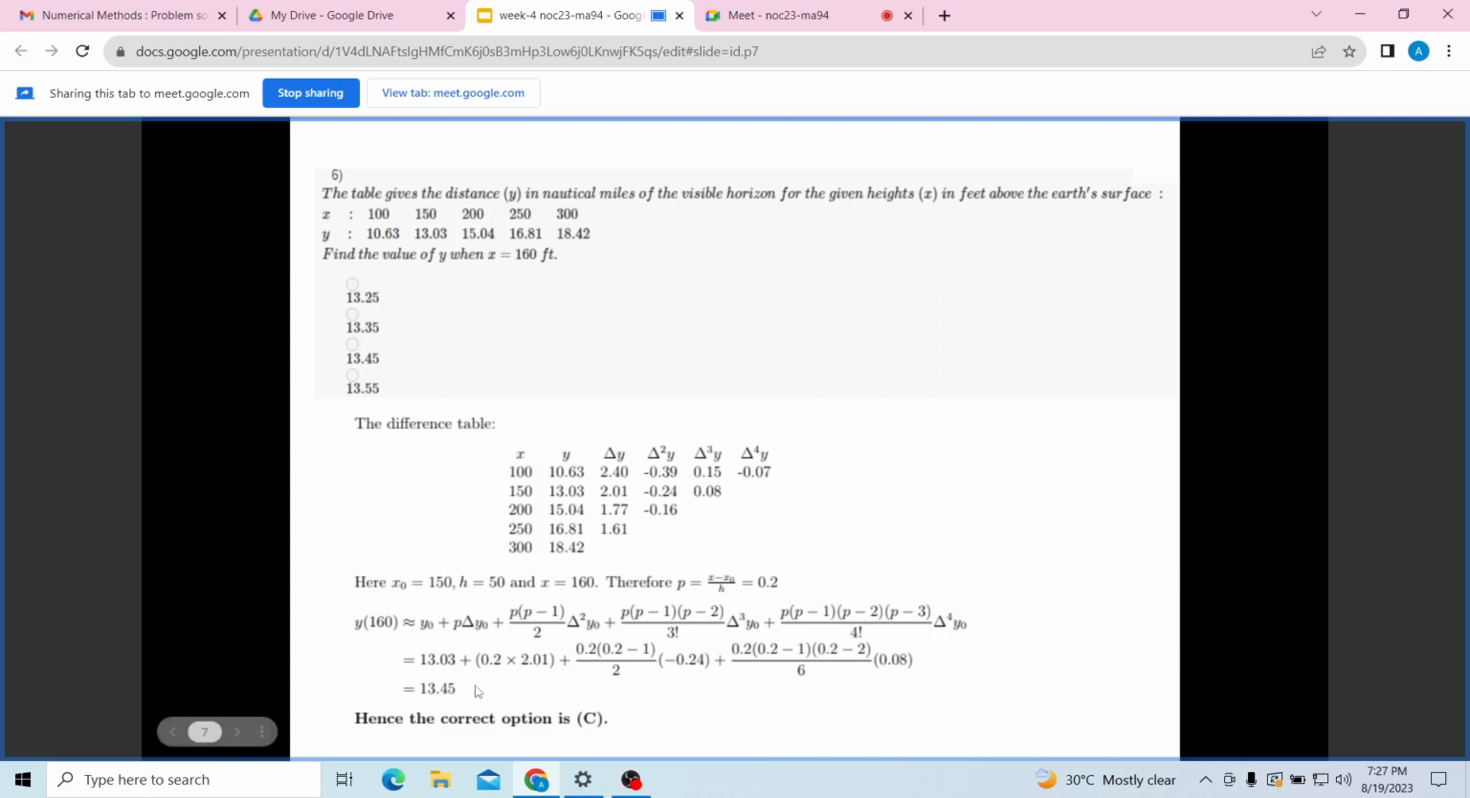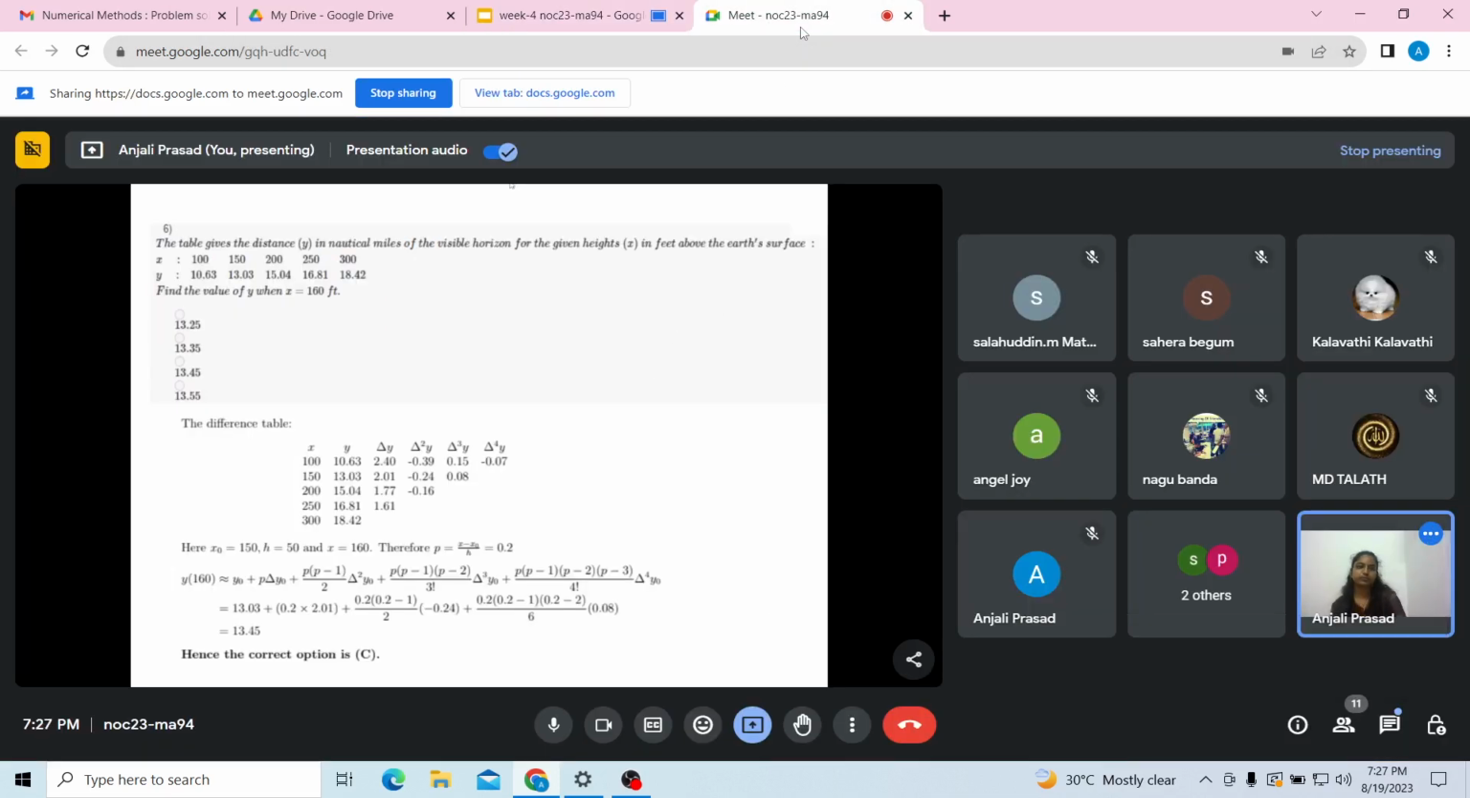That's given in this slide. So with these values also you can try. Are you getting 13.45 with these values? Because forward difference means you can take it this way, either the first row or the second row.